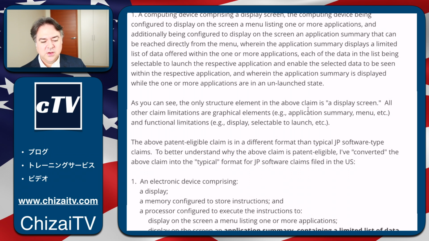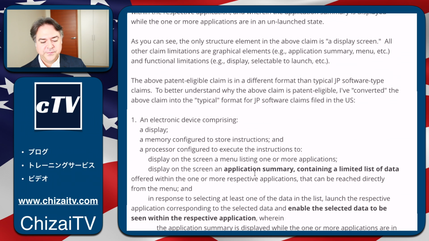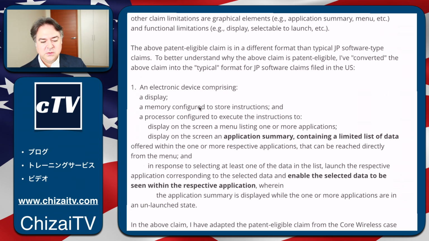So as you can see, the only structure element in the above claim is a display screen. All the other claim limitations are graphical elements, for example, application summary, menu, etc., and functional limitations, for example, to display or selectable to launch, etc. So the above patent eligible claim is in a different format than a typical JP software type claim.